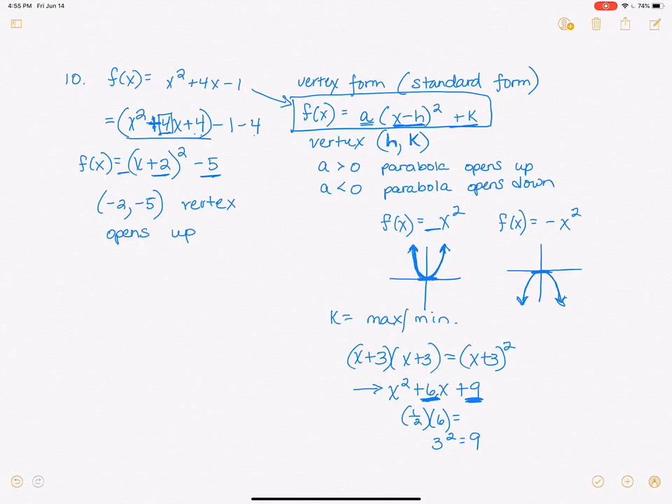Alright, and if it opens up, just visualize it opening up. Is it going to have a maximum or a minimum? Well, if it opens up, that means it's got a minimum. And my minimum is k. And k in this case is negative 5. Okay?